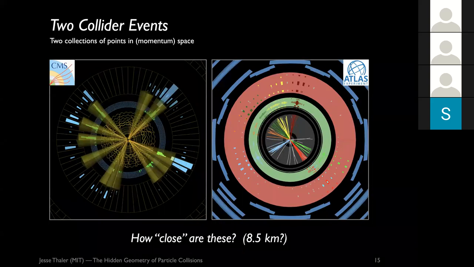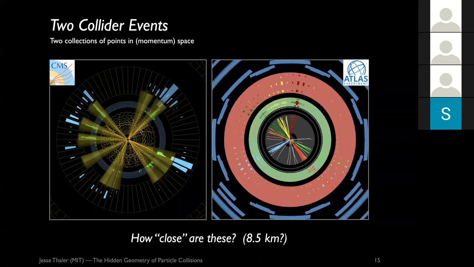Okay, so I started asking the question, when are two collider events similar to each other? And one way to ask that is, can I quantify how close these collider events are? So this is one collider event from CMS, another one from ATLAS. Of course, they're on different sides of the LHC ring, so you can say that these are 8.5 kilometers apart, but that's obviously not a useful notion of distance in this case.